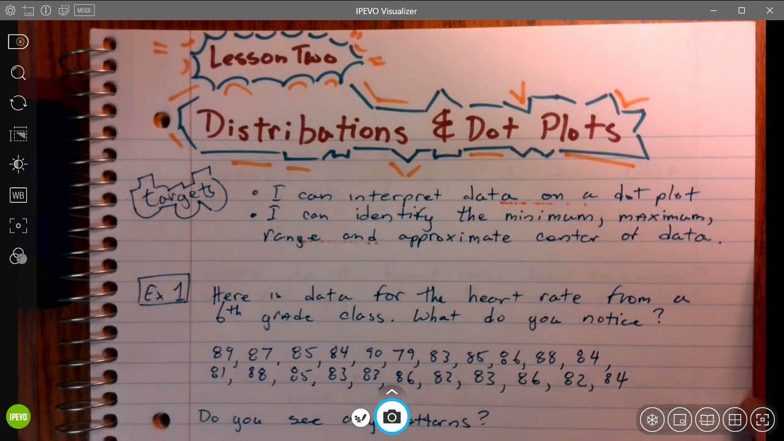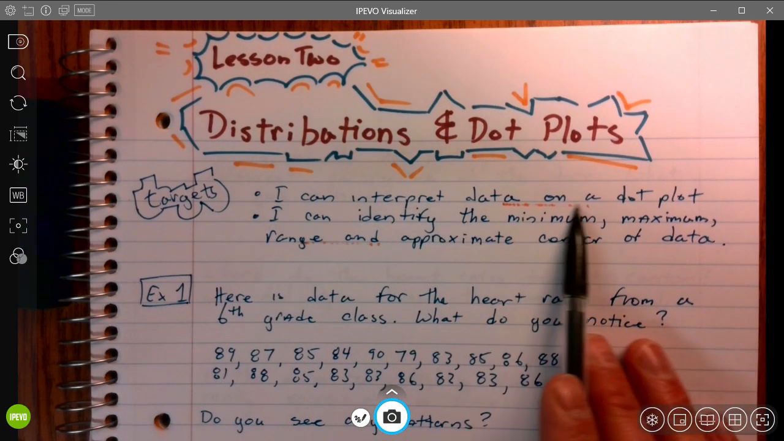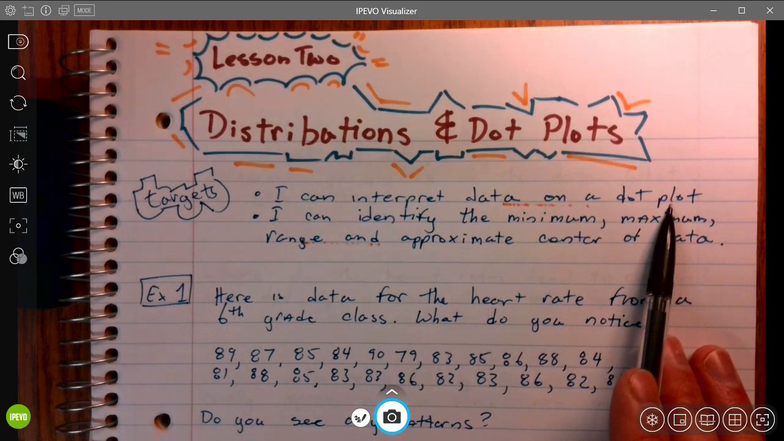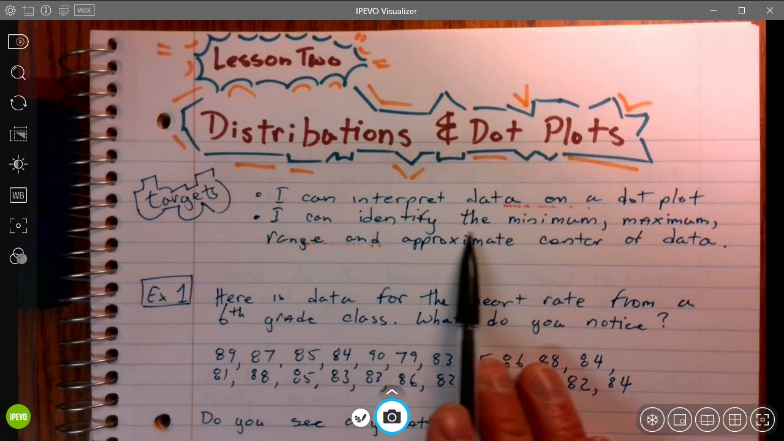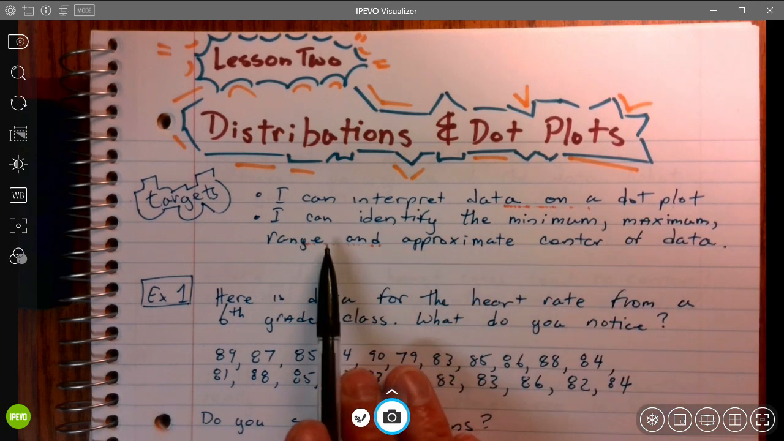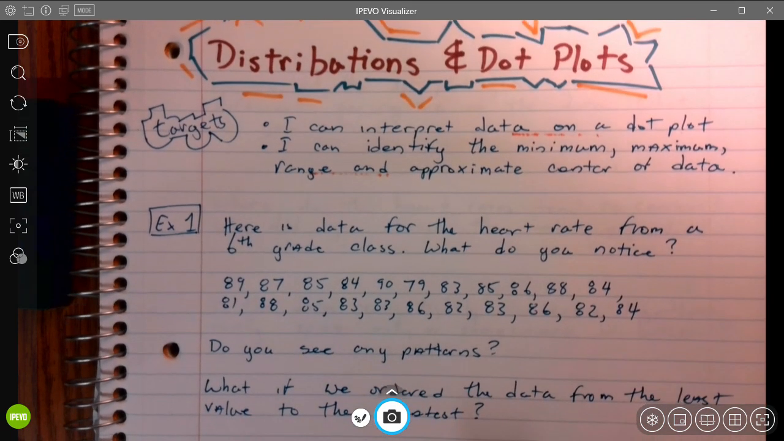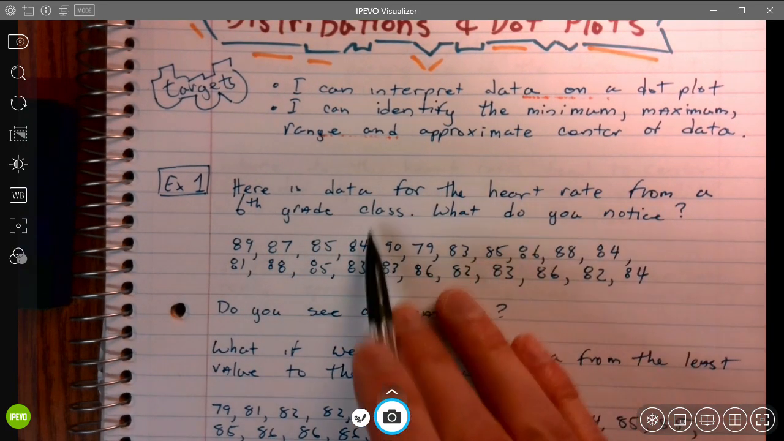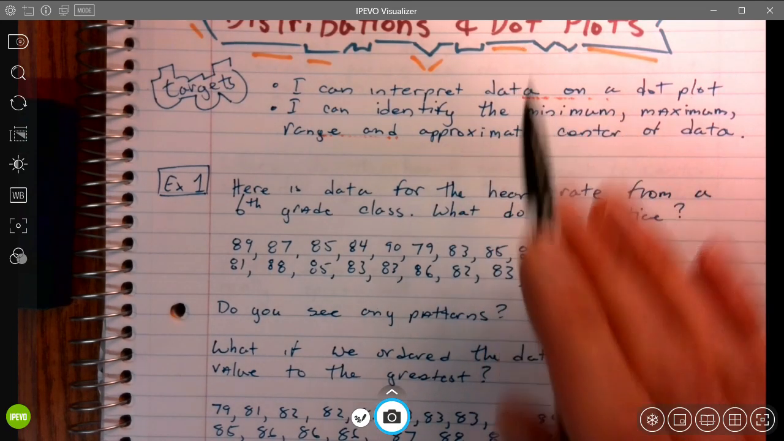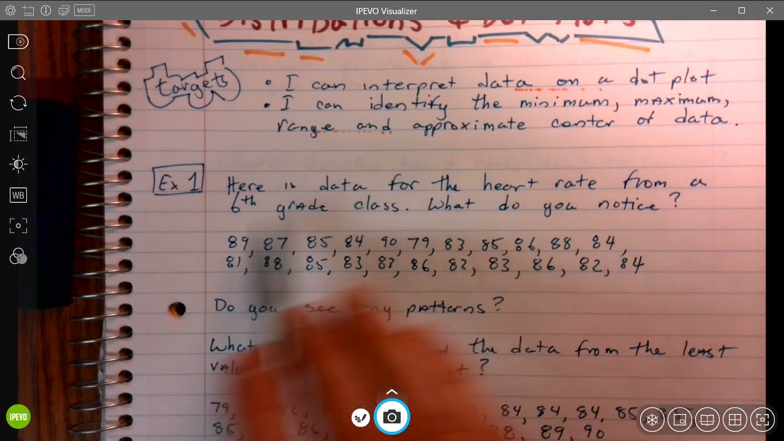Okay, so our targets for today are: I can interpret data on a dot plot, and we're going to go over what a dot plot is. And I can identify the minimum, maximum, and range and approximate center of the data. Okay? So let's take a look at an example of some data, and I'm going to show you what a dot plot is, why a dot plot is useful for looking at and interpreting data and organizing data.